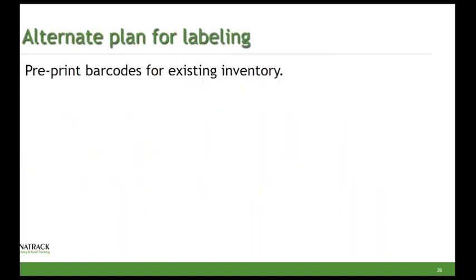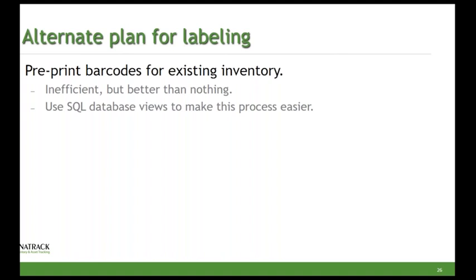And I've got about an 80 or 90-second video that I'll show you here as to how that looks. So your alternate plan for labeling is, you could pre-print barcodes for existing inventory, namely using a piece of software and not doing anything specifically with the scanning. It's inefficient, but it's better than nothing.